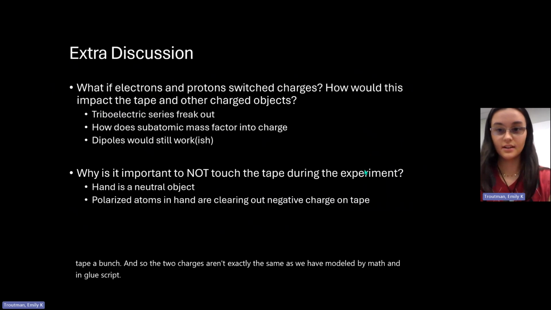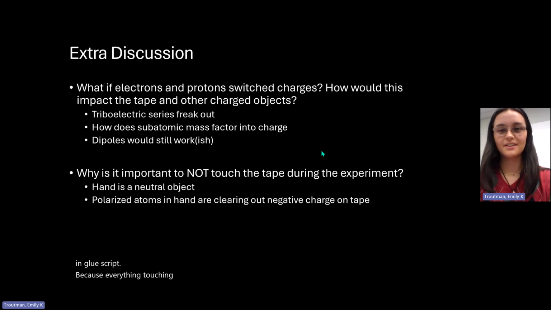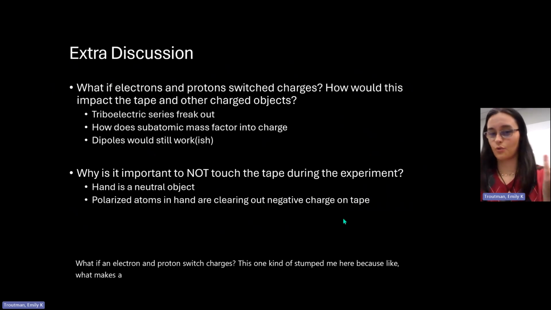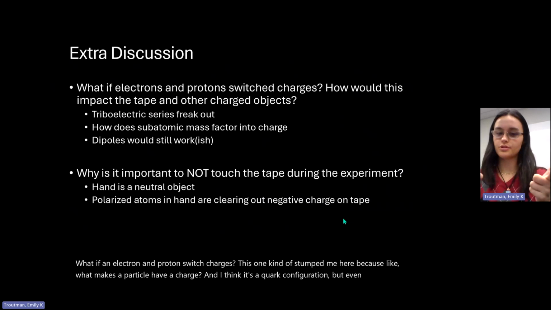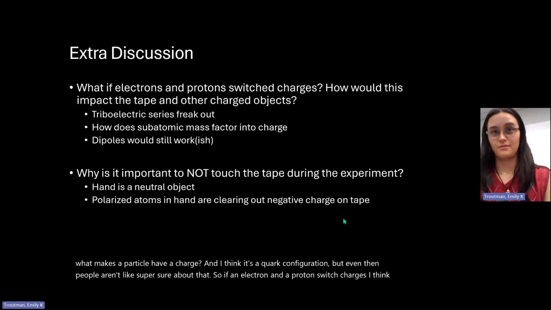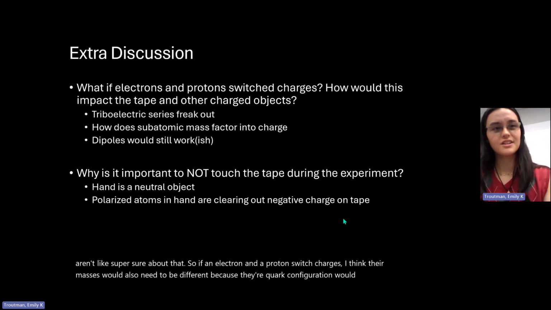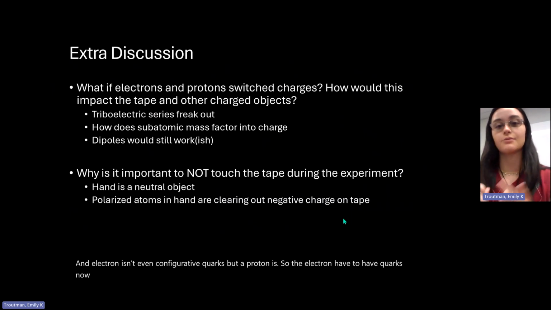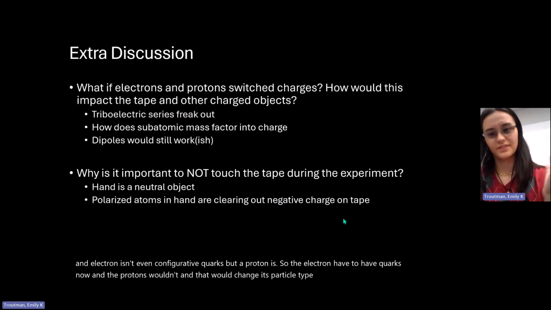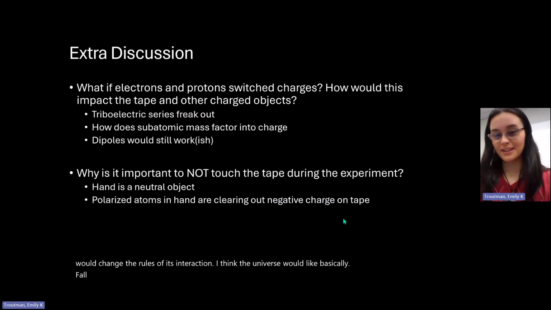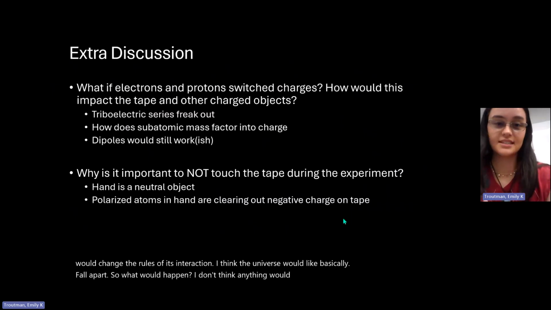Everything is touching itself. Anyways, what if an electron and proton switch charges? This one kind of stumped me, because what makes a particle have a charge? I think it's a quark configuration, but even then, people aren't super sure about that. If an electron and a proton switch charges, I think their masses would also need to be different because their quark configuration would be different. An electron isn't even made of quarks, but a proton is. So the electron would have to have quarks now, and the proton wouldn't, and that would change its particle type, which would change the rules of its interaction. I think the universe would basically fall apart. So what would happen? I don't think anything would happen, because we would never exist.